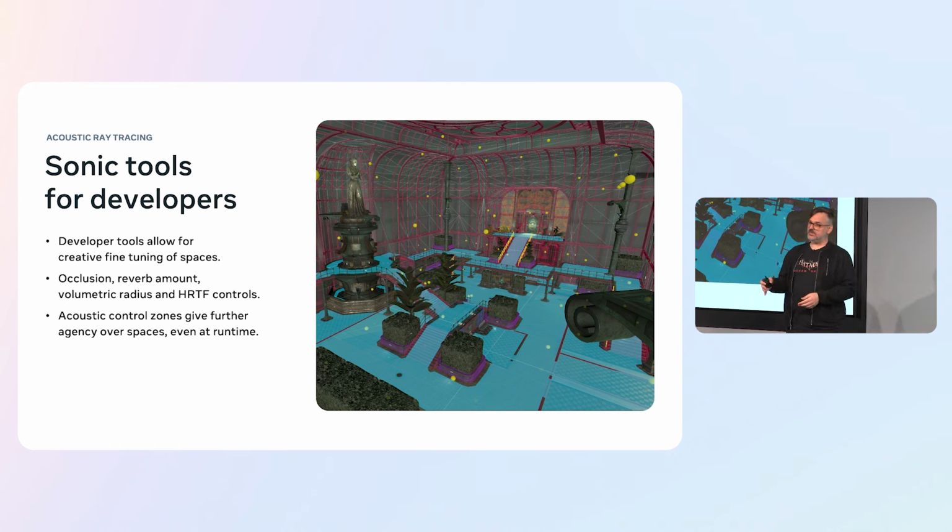If you need more flexibility, there's acoustic control zones, which lets you set areas or rooms within rooms that have different behaviors. So for example, if I need a smaller area in a large room to have a little bit less RT60 or reverb activity, I can just go ahead and add an acoustic control zone and make that change, even at runtime. Super useful.